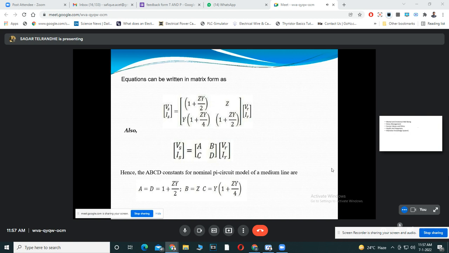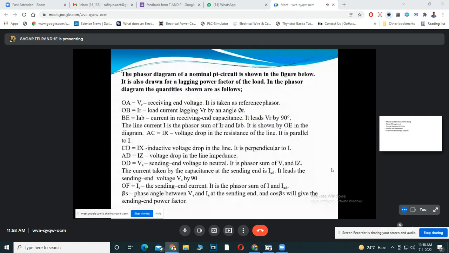Thus, the whole electrical transmission line is represented in a matrix form, and this matrix is very helpful for our calculations of the A, B, C, and D parameters. The phasor diagrams of a nominal pi circuit are shown in the figure below.